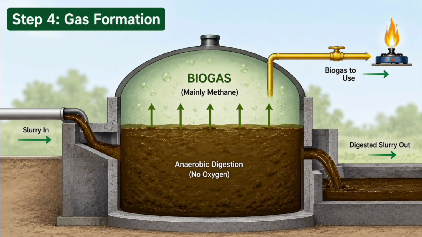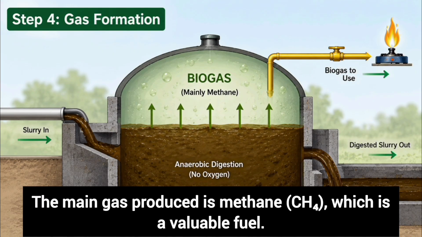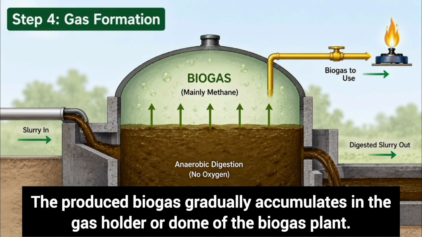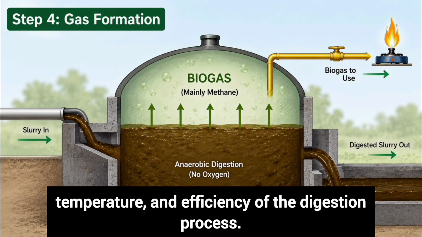Step 4, gas formation. During anaerobic digestion, microorganisms break down organic matter and release gases. The main gas produced is methane, CH4, which is a valuable fuel. Other gases such as carbon dioxide, CO2, and small amounts of hydrogen sulfide are also formed. The produced biogas gradually accumulates in the gas holder or dome of the biogas plant. The amount of gas produced depends on the type of waste, temperature, and efficiency of the digestion process.